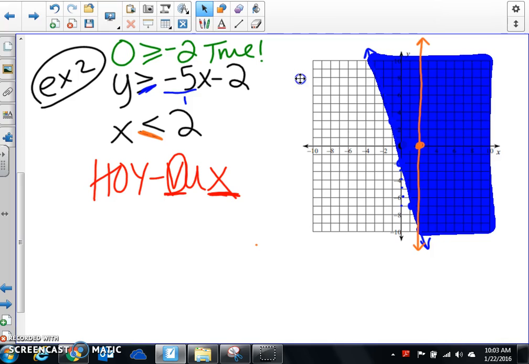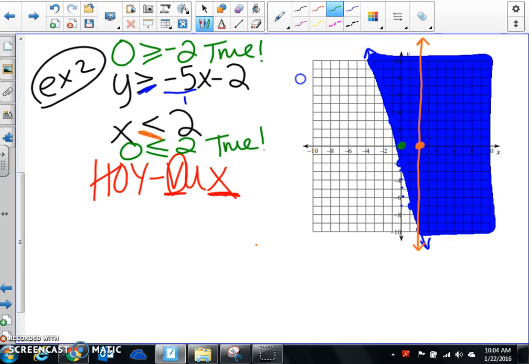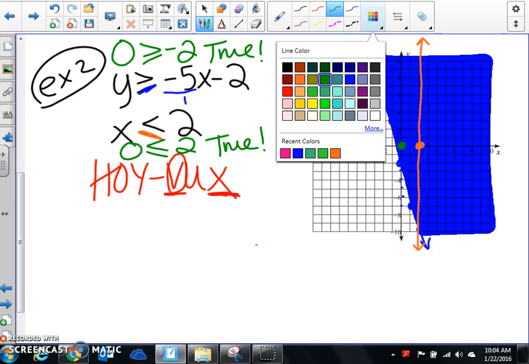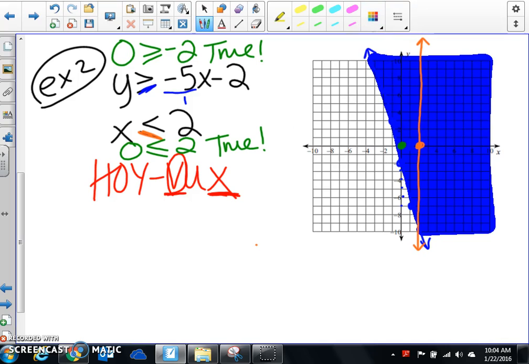I use the test point 0, 0, and I plug it in. 0 is less than or equal to 2. That is true. So since it's true, I want to shade to the left this time because that's where my origin is. So I grab my orange highlighter and I shade this way.